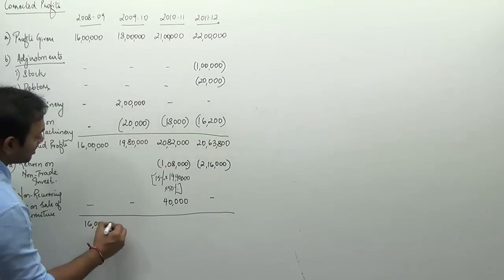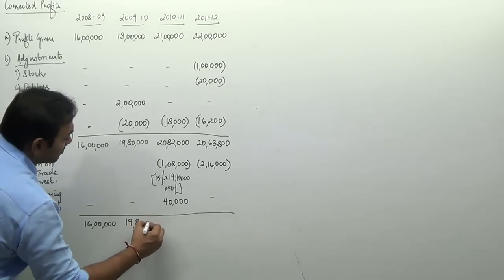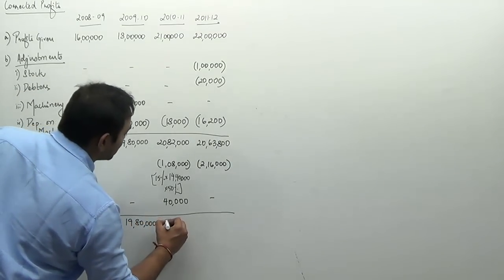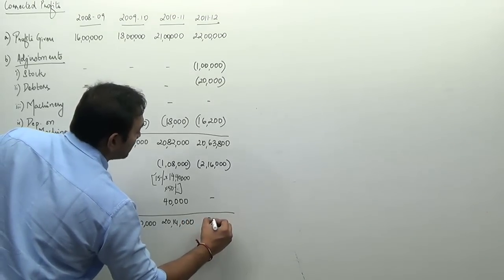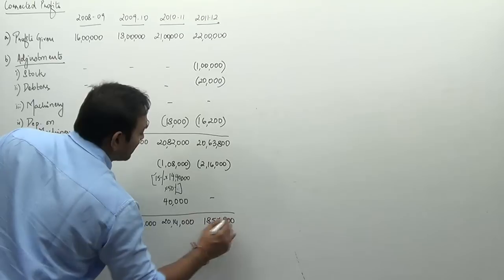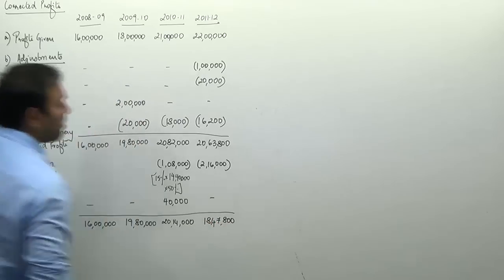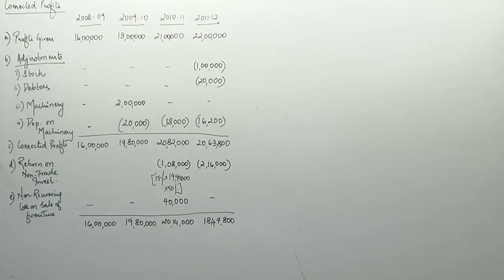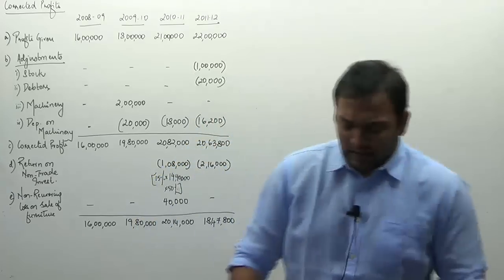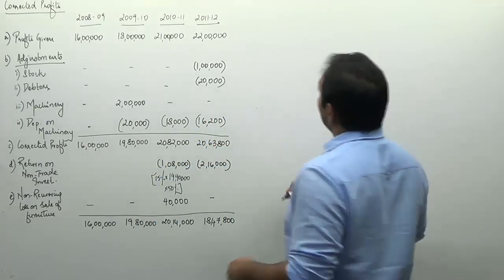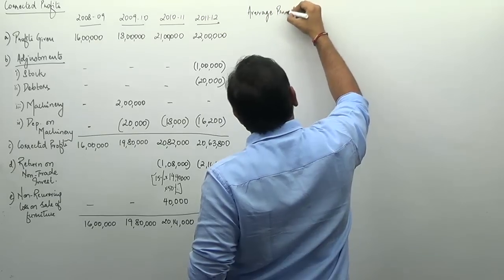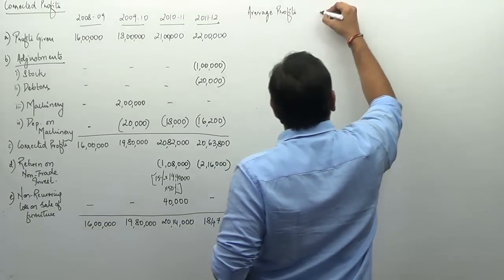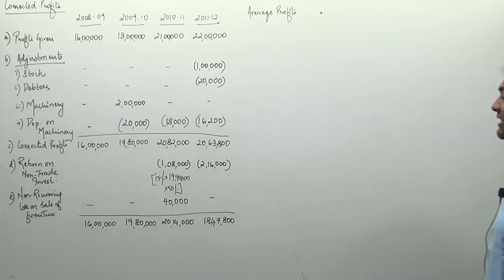Balance: 16 lakhs, no change. 19 lakh 80. This one changes there, deducted by 68,000, giving 20 lakh 14,000. Next one, 18 lakhs, 47,800. What average, simple or weighted? There is no trend, and especially he clearly gave simple average profits. Average profits is equal to simple average: add everything divided by 4.